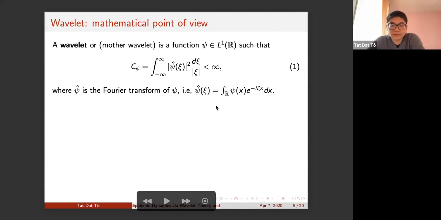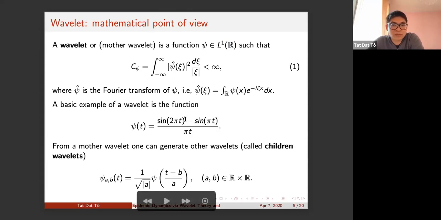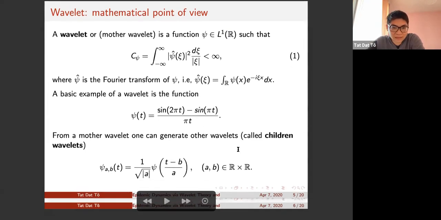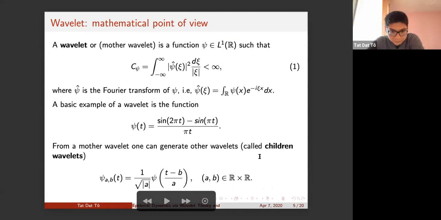So for the class of this kind of function, a very well-known wavelet function, for example, is psi of t equals sine 2 pi t minus sine pi t over pi t. That's one kind of wavelet function.